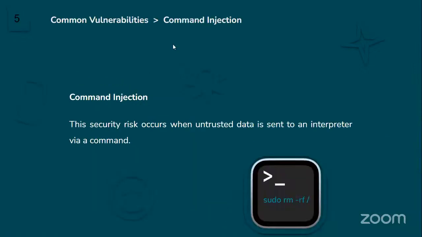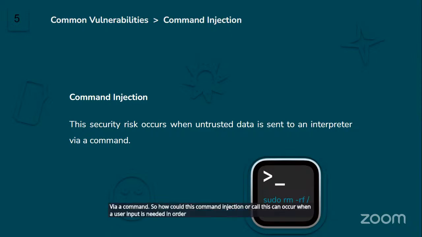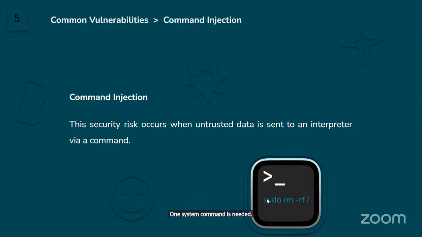The first one I have here is command injection. What is command injection? The security risk occurs when untrusted data is sent to an interpreter via a command. So how could this command injection occur? This can occur when user input is needed in order to perform a certain operation in the application, when a system command is needed. You can see an example of the command here.